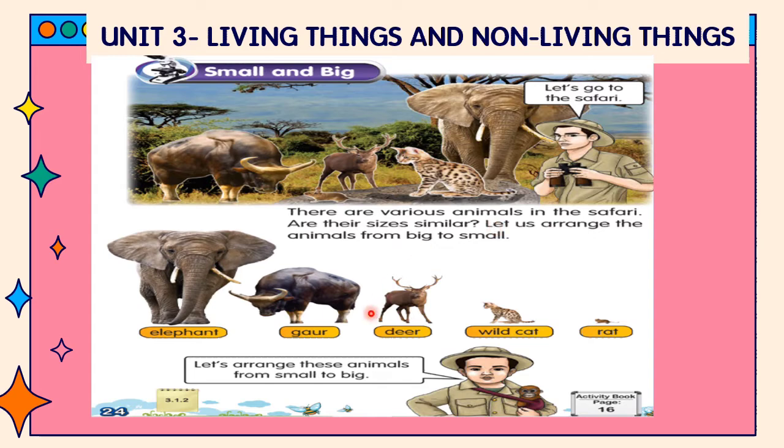So now let's take a look at the arrangement. The biggest animal in the picture is the elephant, isn't it? Now the second biggest is goat. And the third one is deer. And the next one is the wildcat. And the smallest one is the rat. Okay, so now let's try to arrange these animals from small to big. Now let's take a look at the next slide.